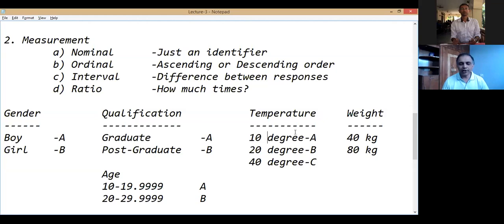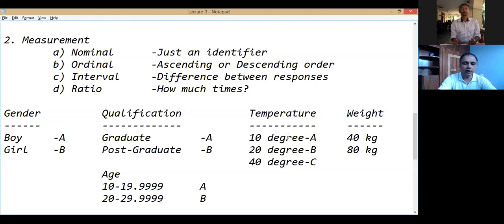So when I go to temperature, I can take it like this, that city A got a temperature of 10 degree, city B has a temperature of 20 degrees Celsius and city C has a temperature of 40 degrees Celsius. So it has got all the property of nominal. Coming to ordinal, temperature of B is more than temperature of A and temperature of city C is more than A and B. These are the properties of ordinal.